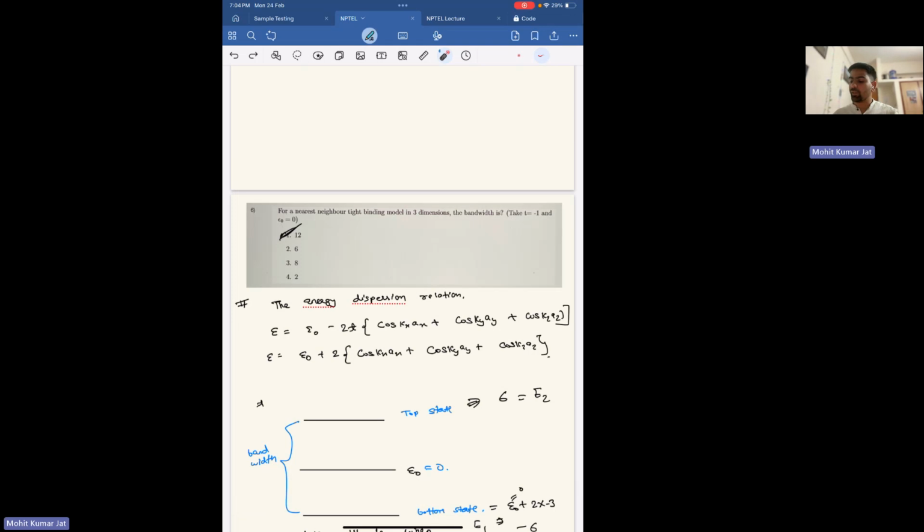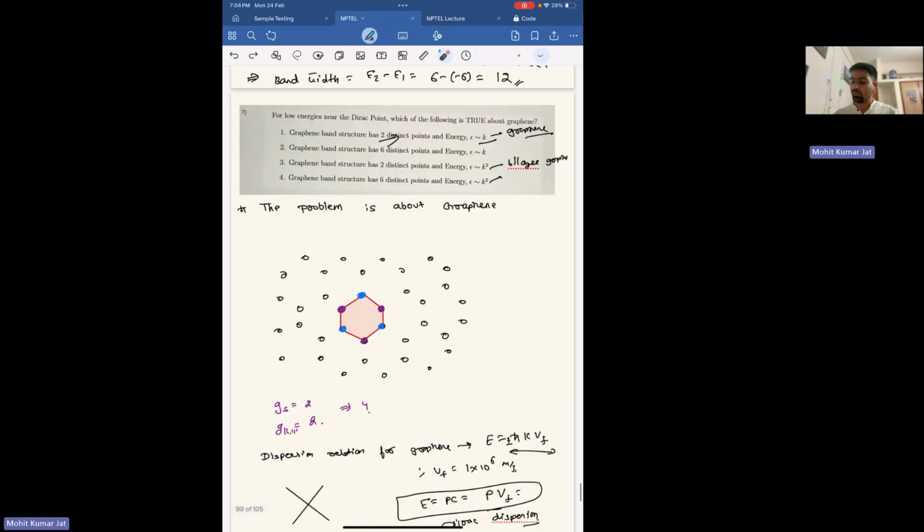For the nearest neighbor tight binding model in 3 dimensions, the bandwidth is, so E0 minus 2t cos kx. For the 3 dimensions, this can take a maximum value of 3 and a minimum value of minus 3. So 3 into 2 will be 6, and 3 into minus 2 will be minus 6. So the bandwidth will be the difference of these two, that will be 12.